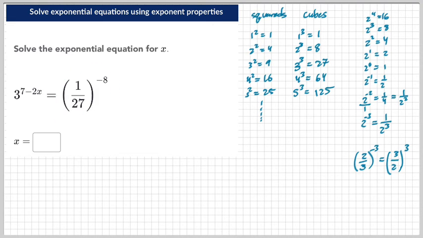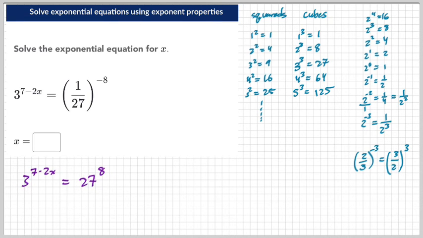So here we go. We have 3 to the 7 minus 2x equals, and now it's going to be 27 raised to the positive 8. Now that solves the problem there. We got rid of that nasty, ugly-looking fraction. But I have another problem. These bases are not the same, so I cannot compare the exponents. I cannot say they're equal.